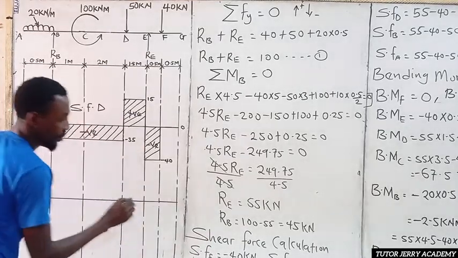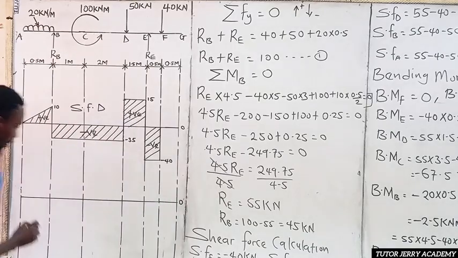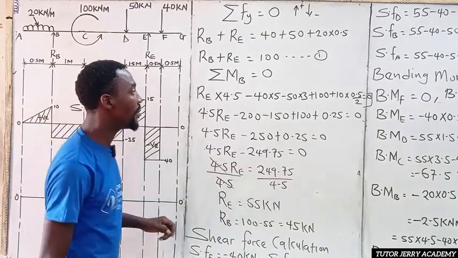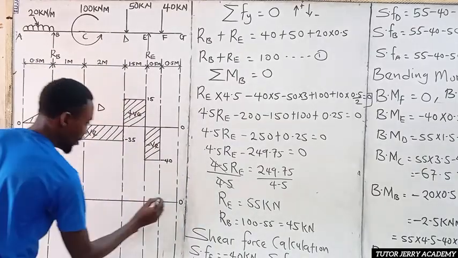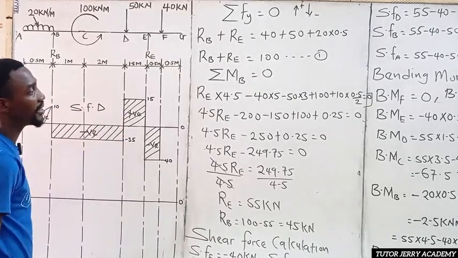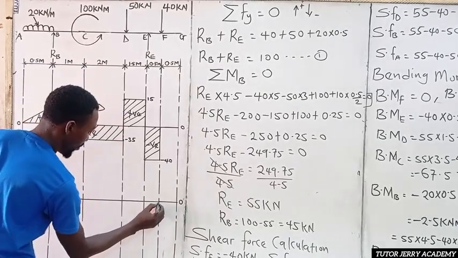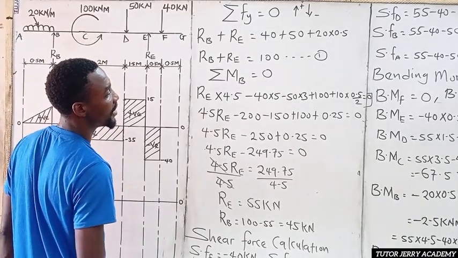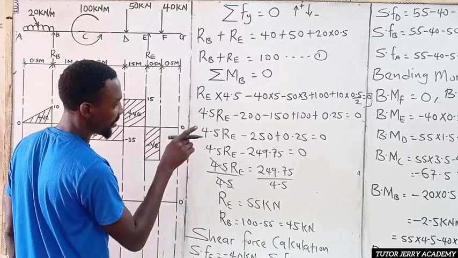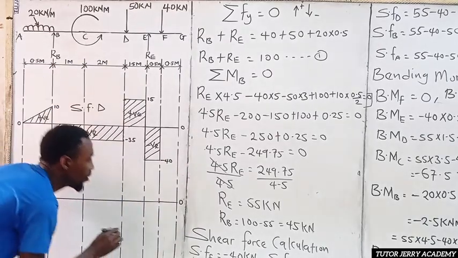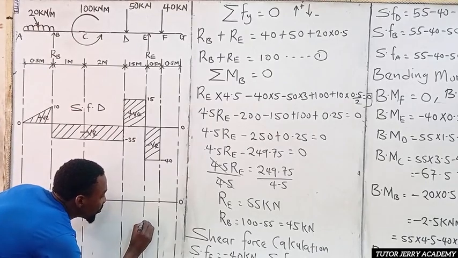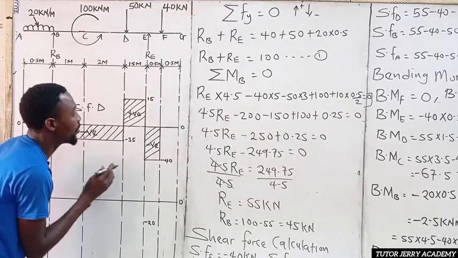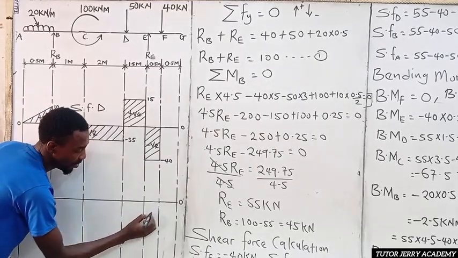All right. So here we are going to have 0. The bending moment at point G is 0. The bending moment at point F is also 0. And the bending moment at point E is what? Negative 20. So let's have our negative 20 here. We are going to be using an inclined line to join this point to this point here.